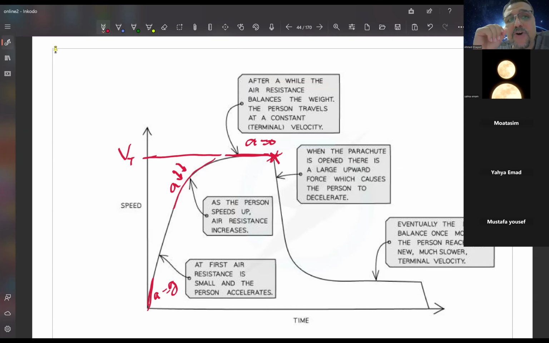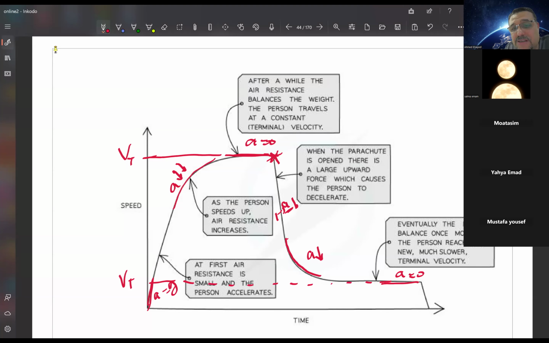Now, what happened at this point? The skydiver opened the parachute. So now we have the greatest deceleration, negative acceleration. After deceleration, what happened? Acceleration decreases again until acceleration equals zero again. Now this is the lower terminal velocity.